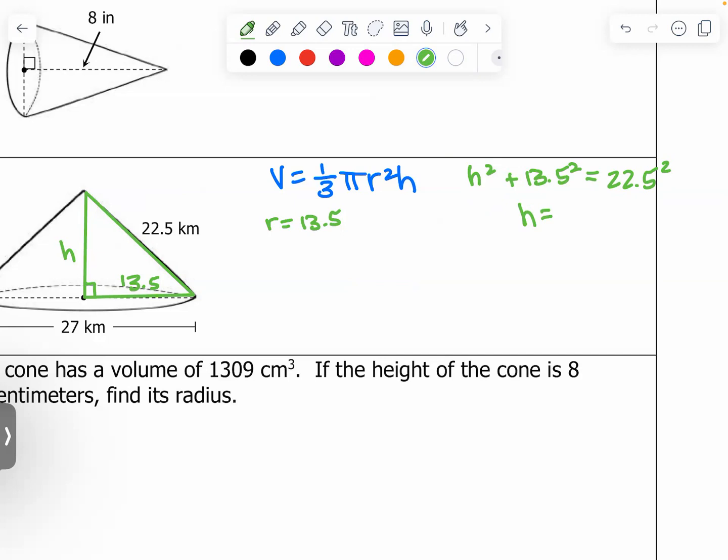What do we get for the height? 18 exactly? Nice. So our volume is 1/3 times pi times 13.5 squared times 18, right?